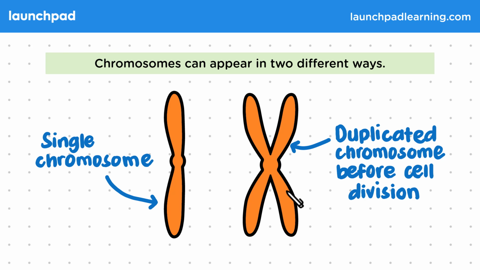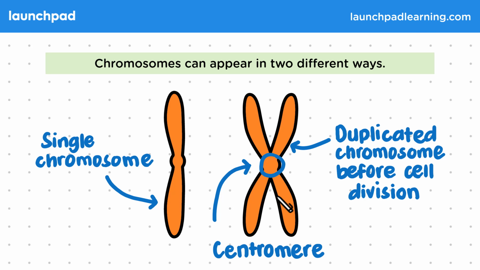So when a cell is ready to divide, the chromosomes are copied, forming the X-shaped chromosomes that we see in images and micrographs. These copied chromosomes are joined together at the centromere. This is the middle point. You don't need to recall this word centromere for the exam.